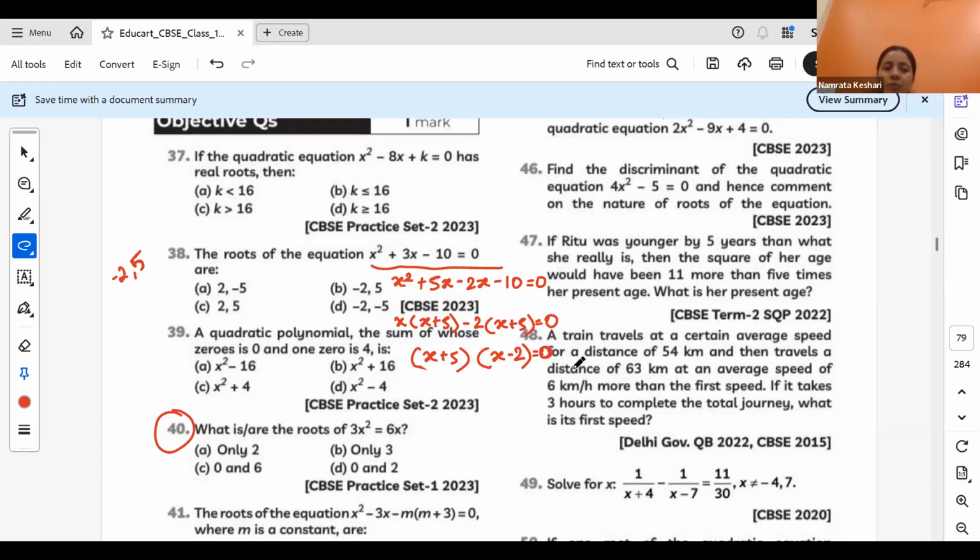Yes, ma'am. From here I can see the x value. X plus 5 is 0, or maybe x minus 2 is 0. X plus 5 is 0 is giving us x equals to negative 5, and x minus 2 is 0 is giving us x equals to positive 2. Negative 5 and positive 2, can you see it? Yes, ma'am. Option A. Is it making sense? We have to be specific with the sign because all the options look same only.